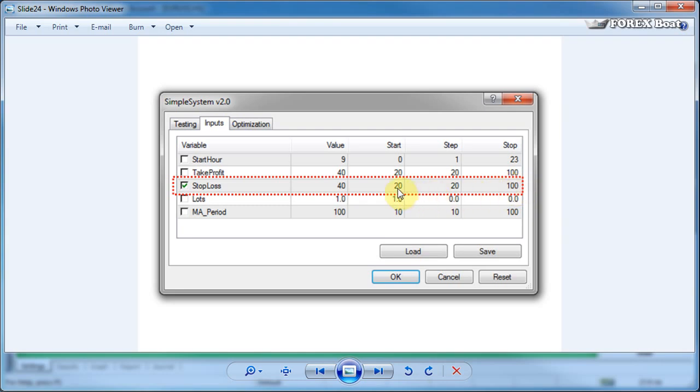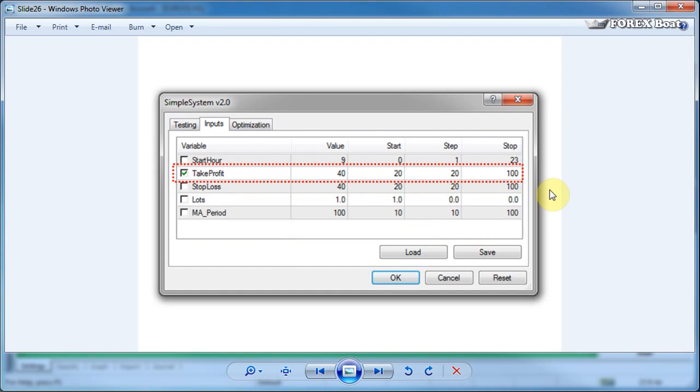So a backtest will be run for stop loss equals 20, 40, 60, 80, and 100. So in total, there will be 5 backtests that will be run. Also, you can optimize take profit if you like, and similarly, in this case, another 5 tests will be run.